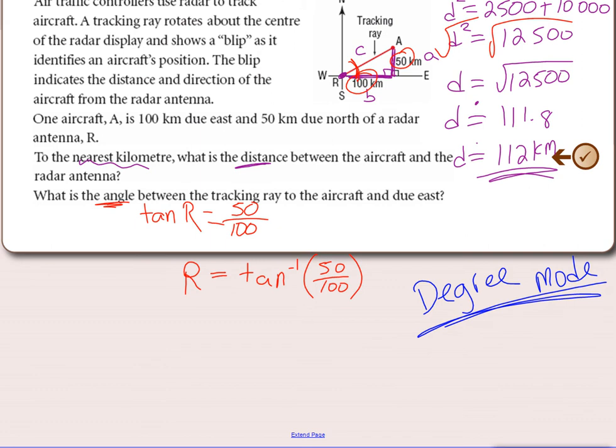And if you can't remember how to do that, click mode on your calculator. It's up at the top left side. And then make sure that degree is highlighted and hit enter. Punch it into the calculator as you see it there. So then R is equal to approximately 26.6 degrees. And they didn't tell us to the nearest, so let's just go to the nearest degree then. So R is approximately 27 degrees.